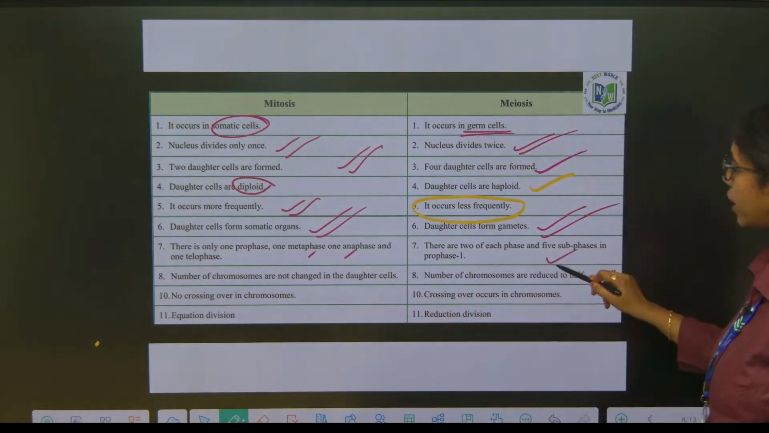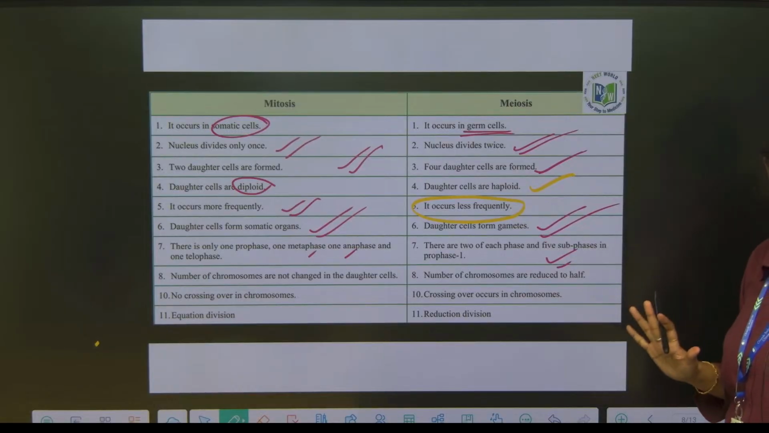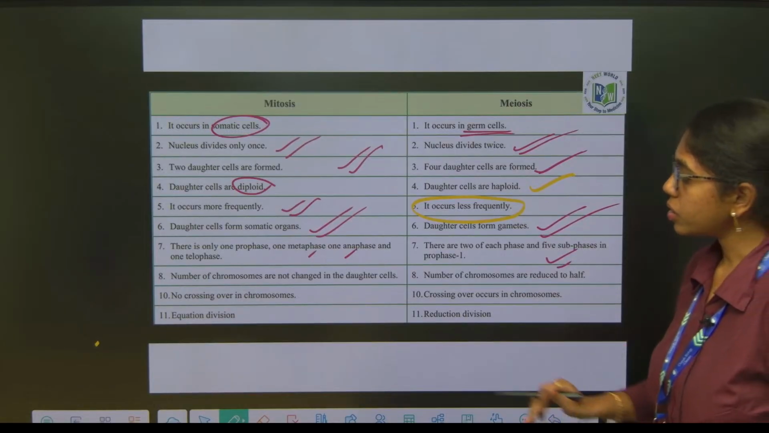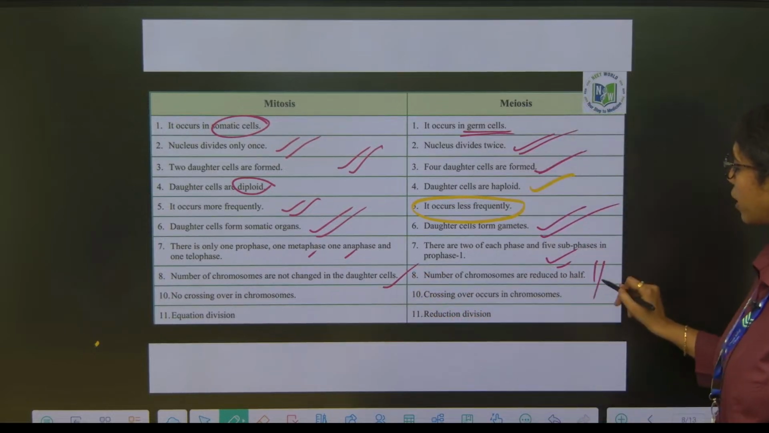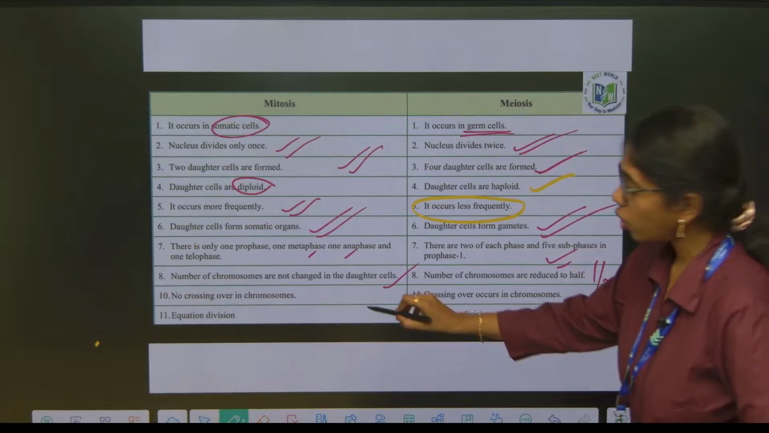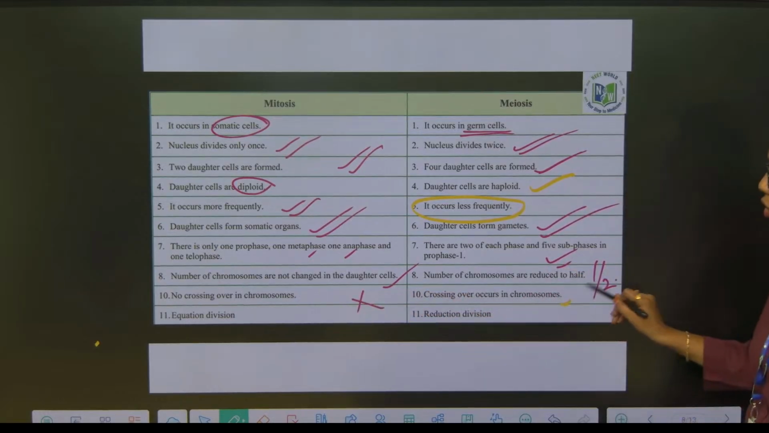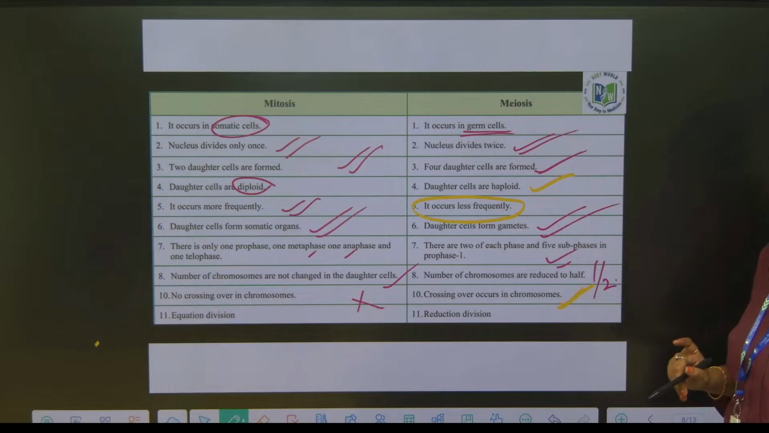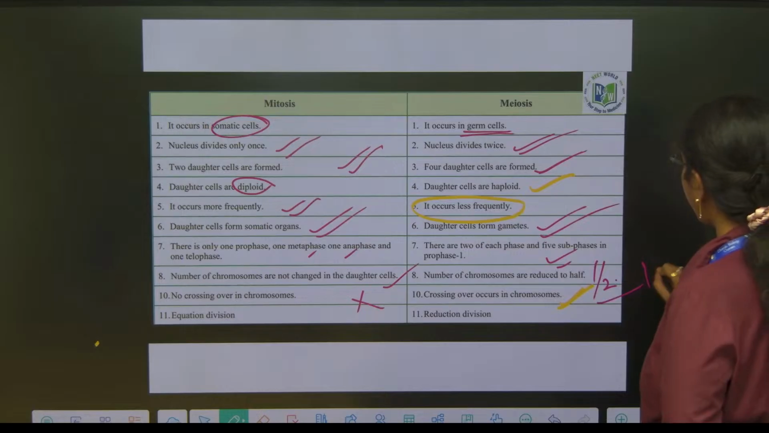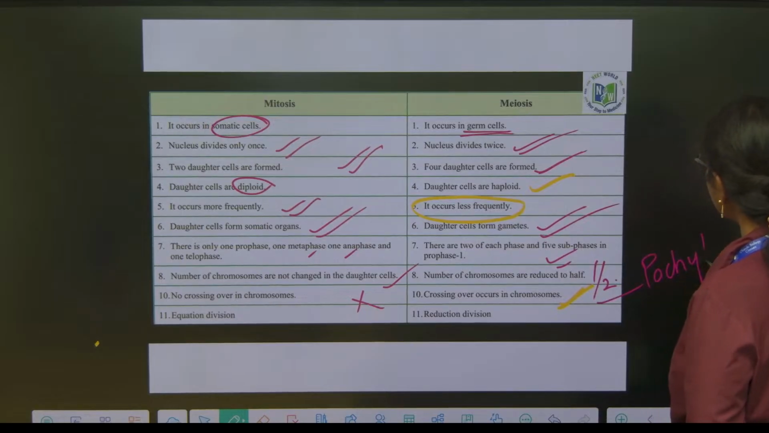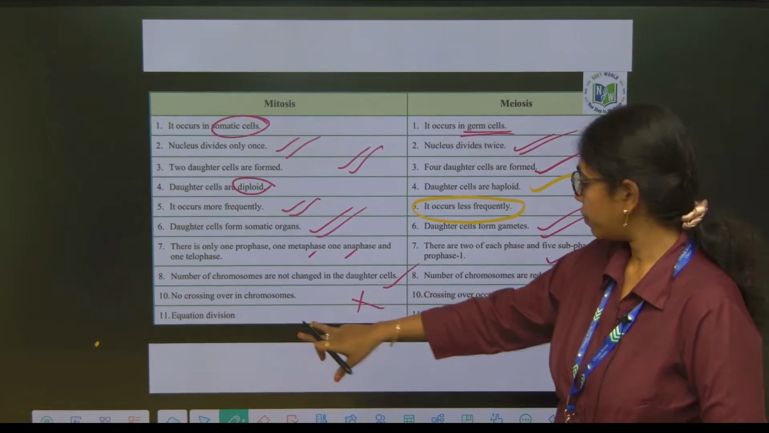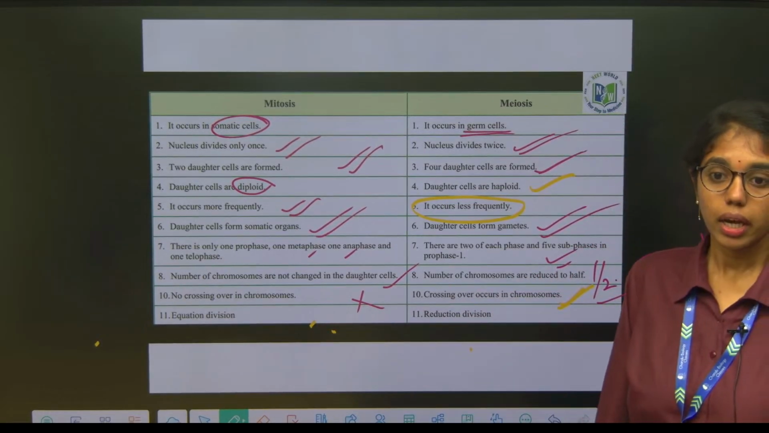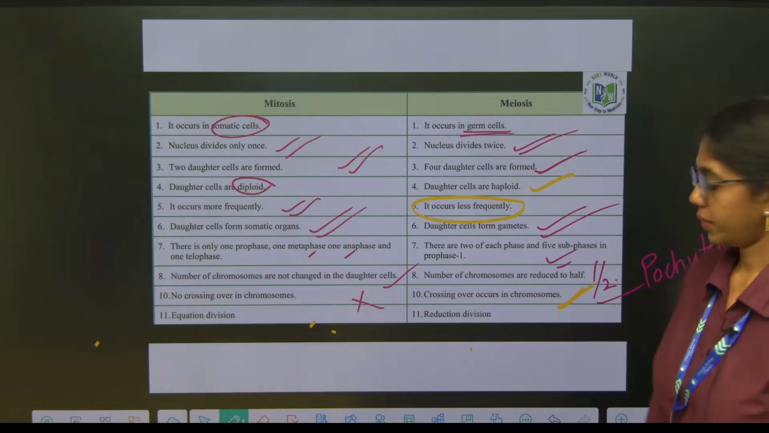Here you have two sets, and there are 5 substages in the prophase 1. And after this, number of chromosomes are not changed in the daughter cells. Number of chromosomes are reduced to half. No crossing over in chromosomes here, but here crossing over occurs in which substage of prophase 1? Good, pachytene. And then this is called as equational division, this is called as reductional division. Clear? Any doubt anywhere? Next.